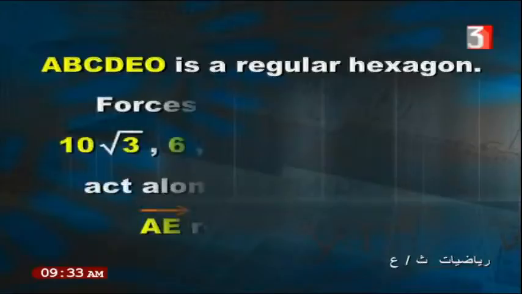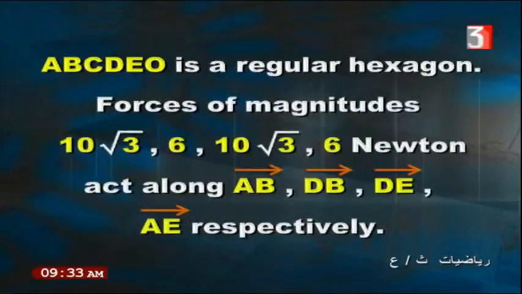My dear students, look at the first example. A, B, C, D, E, O is a regular hexagon. What is the meaning of regular hexagon? Excellent student. Regular hexagon: all sides are equal in length, all angles are equal in measure. The measure of each angle is 120 degrees.